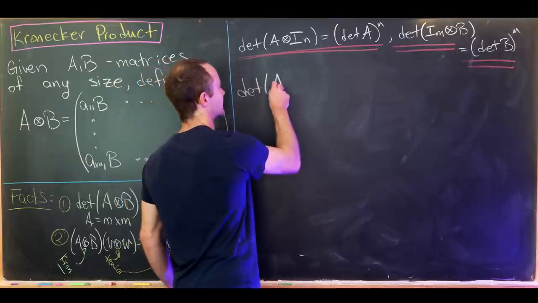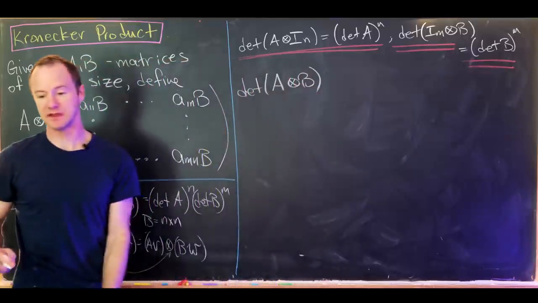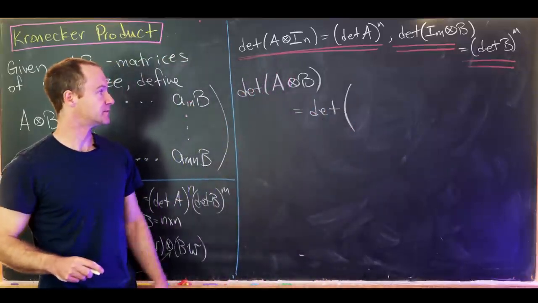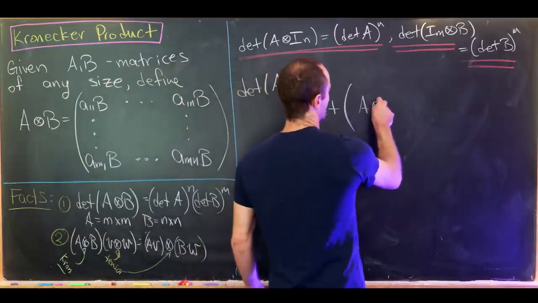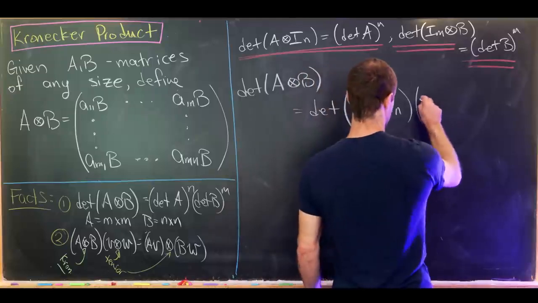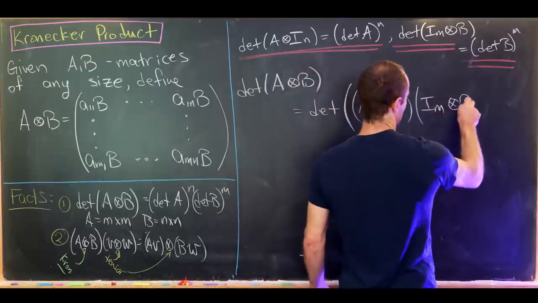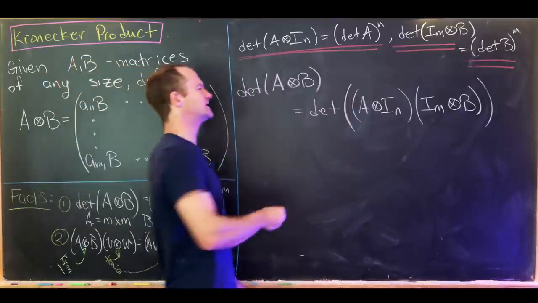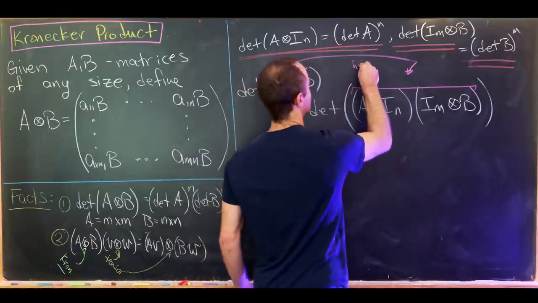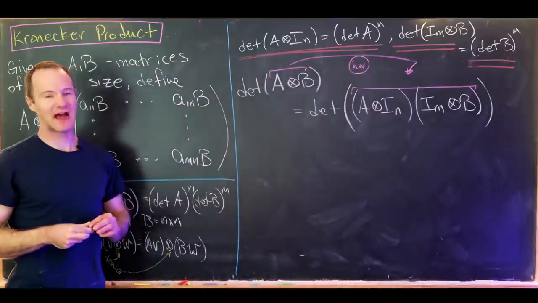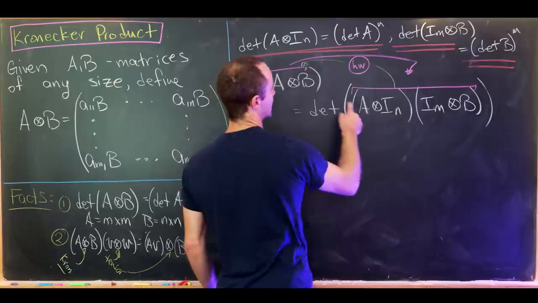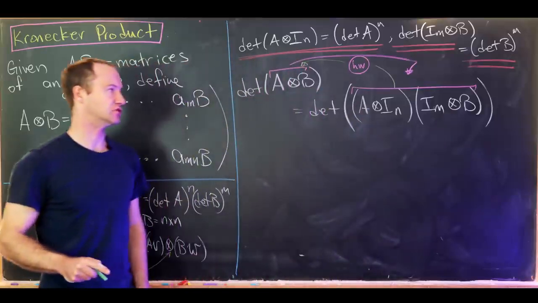Let's take the determinant of the Kronecker product of A and B, and factor this Kronecker product as follows. It's equal to A Kronecker product with the n by n identity matrix, and then the normal matrix product with the m by m identity matrix Kronecker product with B. We definitely haven't proven this, but based off the definition over here, I think it would be a nice homework problem to show that this factorization holds. Really, it's probably easier to prove in the reverse direction.